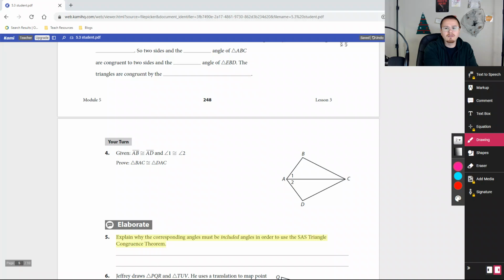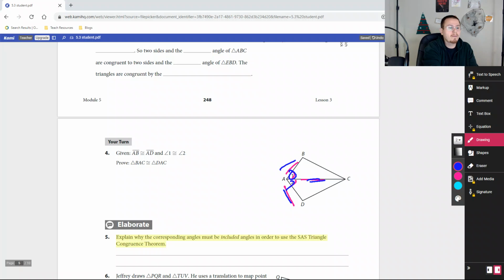Here's your turn. This is going to have a reflexive property in it, right here. So AC is obviously congruent to itself. Given that AB is congruent to AD and angle measure 1 is congruent to angle measure 2, you clearly can see that you have a side, angle, side, and side, angle, side. Congruent.